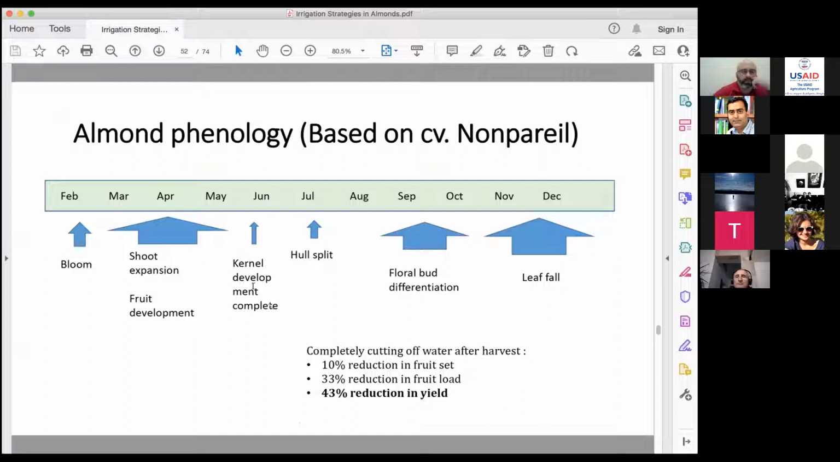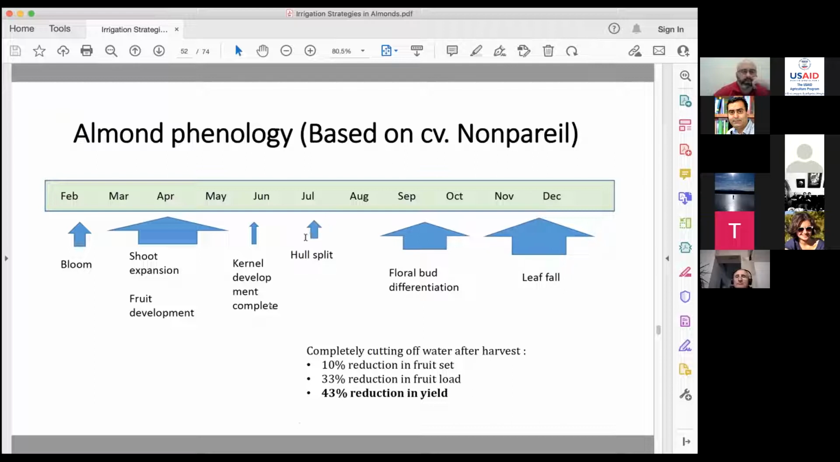When summer approaches, we have the kernel development almost complete. In Californian conditions, we have that around June. I have seen in Georgian conditions that the kernel development is complete somewhere around late June to early July, when the kernel is no longer milky and the kernel is starting to solidify and dry weight accumulation.